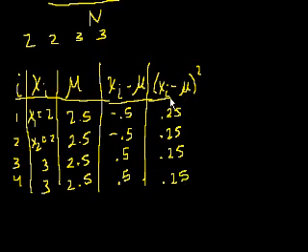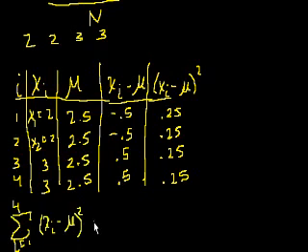And so if we wanted to know the sum from i equals 1 to 4 of x sub i minus the mean, which is 2.5, squared, this is equal to what? The sum of all of these numbers. This is just saying sum all of these. So sum all of these, 0.25, so that's equal to 1.